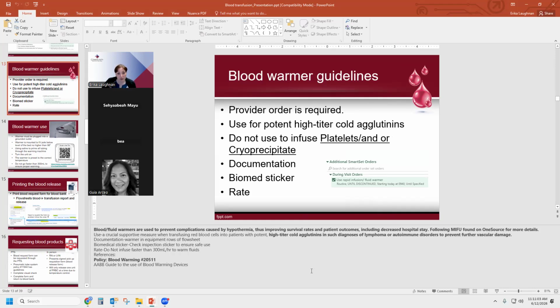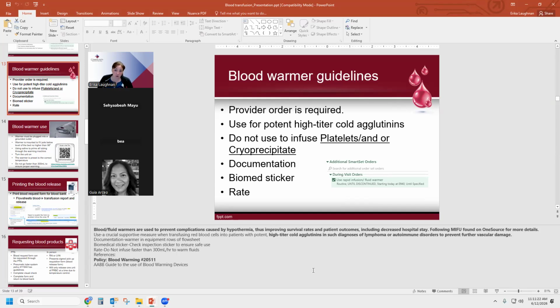Provider orders are required for a blood warmer. It looks like this. In the bottom right corner, it talks about additional smart set orders, and then you have to say use rapid infusion / fluid warmer. The fluid warmer is the blood warmer. It used to be embedded in the actual blood orders, but they've removed it for some reason, so now it's its own standing separate order.